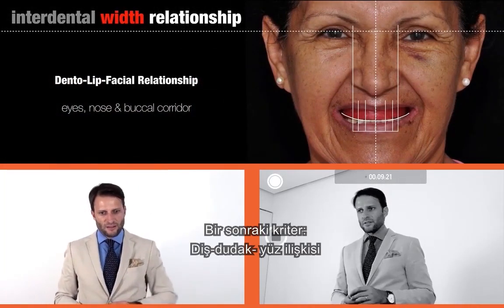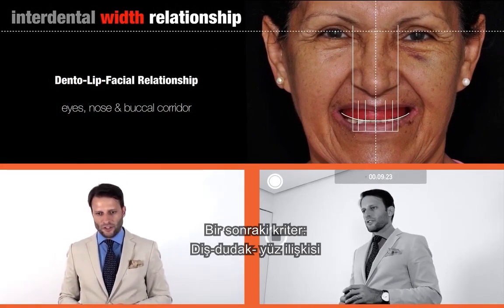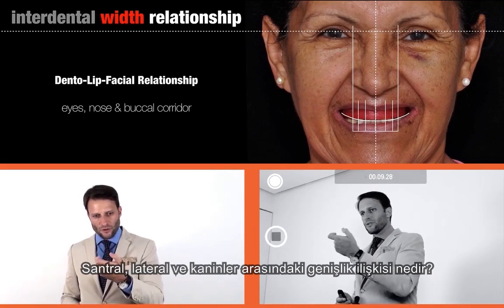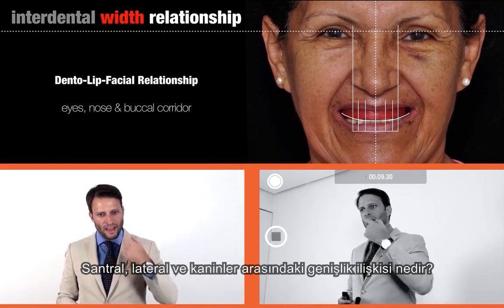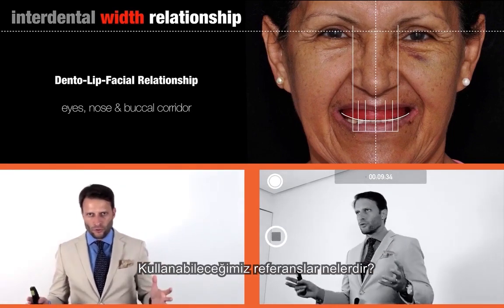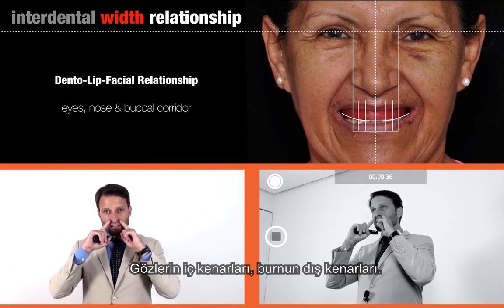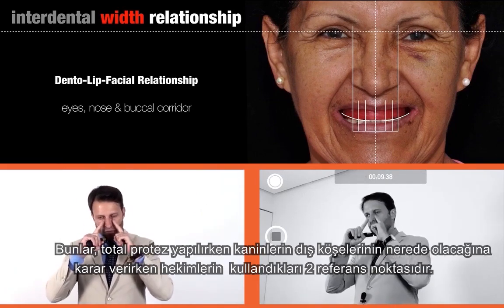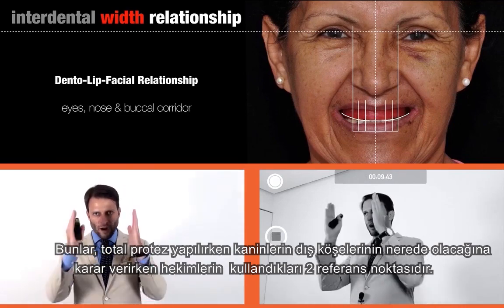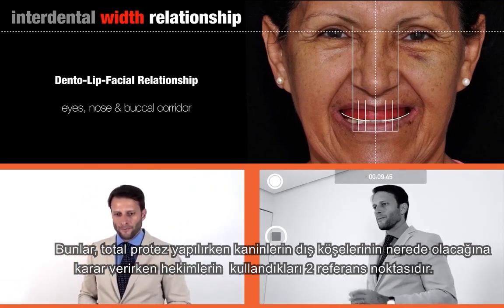Next reference, the dental lip facial relationship. What is the width relationship between centrals, laterals, and canines? What are the references that we can use? Internal side of the eyes, outside of the nose. These are usually two references that denture doctors use to determine where the distal of the canine should be.